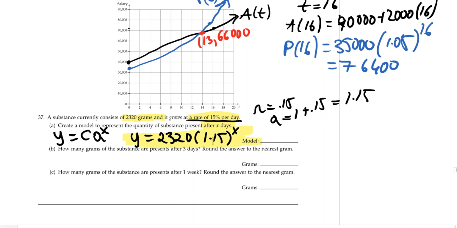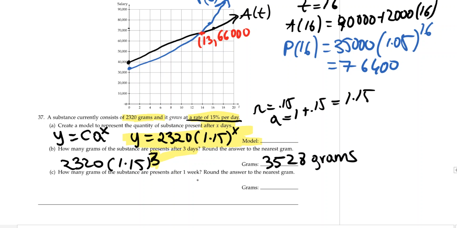This is the model. Now it says how many grams of the substance are present after 3 days. I basically plug in 3 for X, 1.15 to the third, right? 3 days means 3 right here. So if we put that in the calculator, we get 3528.4. Round to the nearest gram, so it stays 3528.